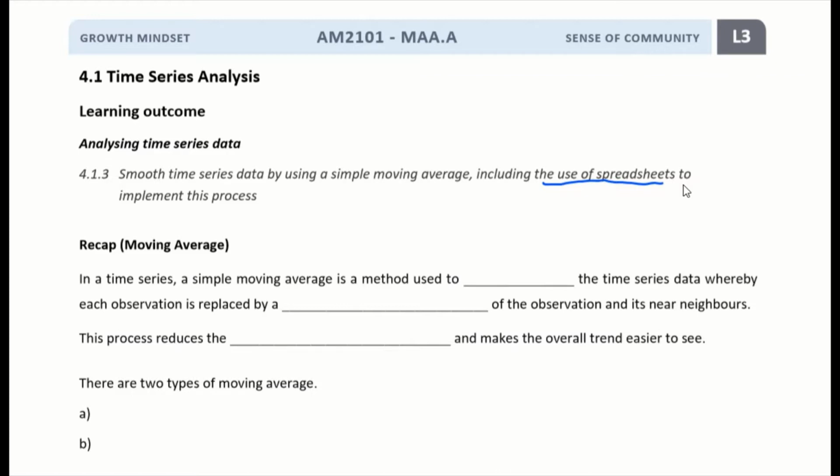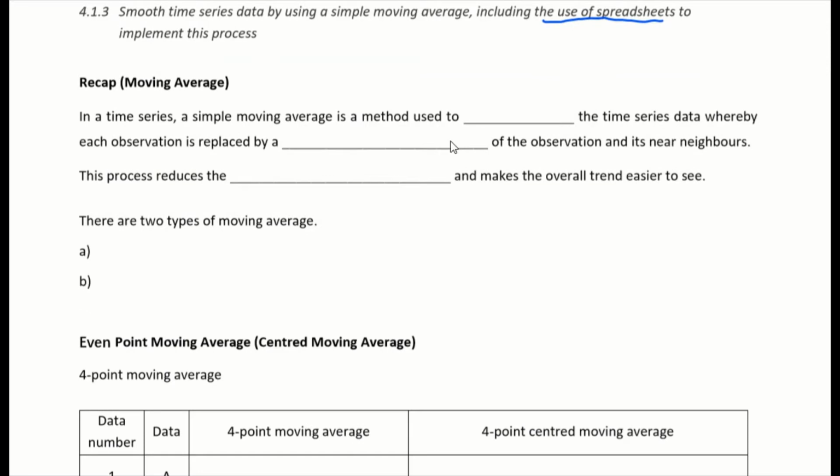Alright, so let's do a quick recap before we move on to the content. In Tuesday's lesson, we talked about how a simple moving average is a method that we use in time series so that we can smooth the time series data. The other technique that we need to learn under this topic will be deseasonalization. We'll be looking at it next week.